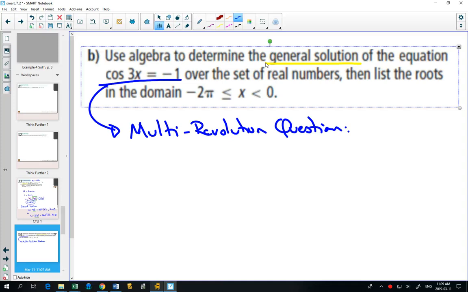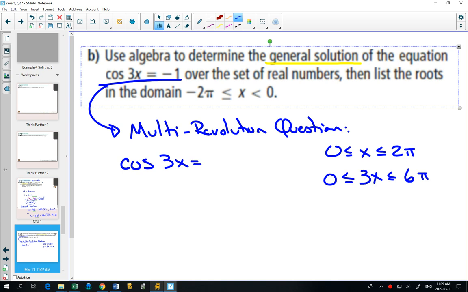We solved them first between 0 and 2 pi, and then solved it over the domain that we needed to. So if I made x between 0 and 2 pi, then 3x would be between 0 and 6 pi, which is 3 times around your circle. And if I was solving cos 3x equals negative 1, yeah?